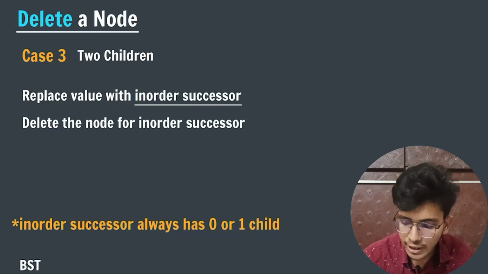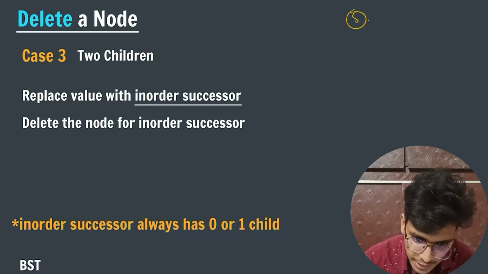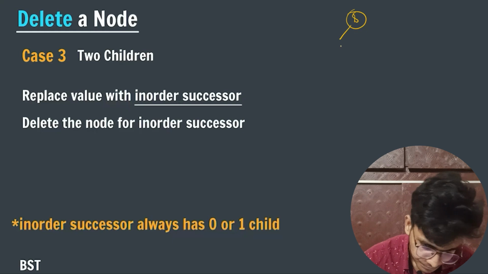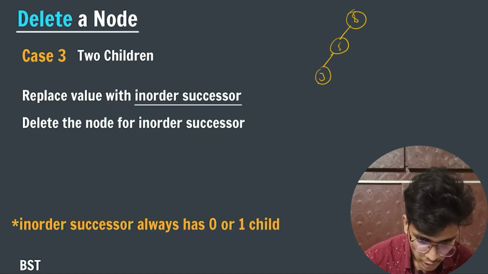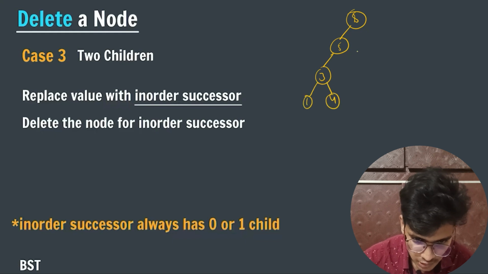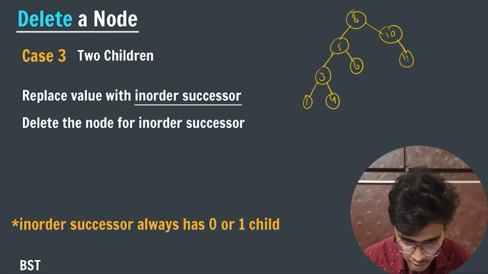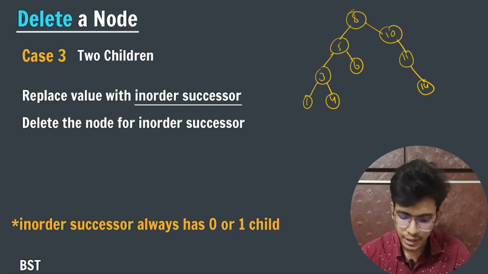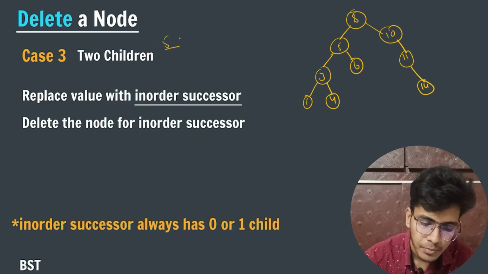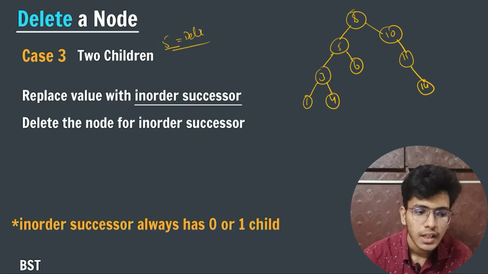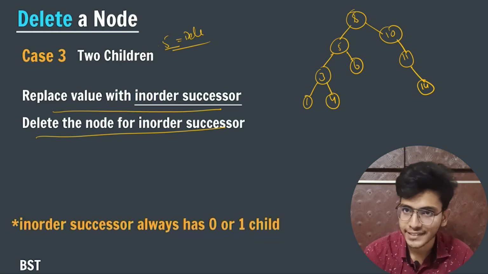Let us say that this is my given tree. I am creating a tree, let's say 8 and 5, 3, 1, 4, 6, 10, 11 and 14. So this is the overall tree, right? Now let's say that I want to delete 5 from my tree. So what I will do is replace it with the in-order successor and delete the node of the in-order successor.